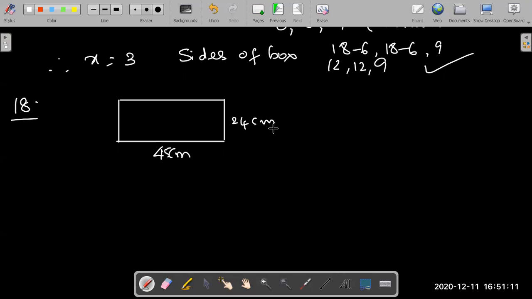So from this sheet, a box without top is to be made by cutting off a square from each corner and folding up the flaps. So what should be the square to be cut off so that the volume of the box is maximum? So same approach. We assume this is x centimeters, this is x centimeters, this side also x, this side also x. So the box will be something like that.